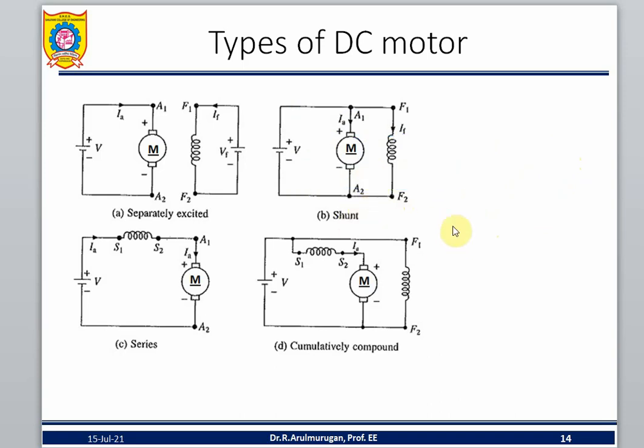Here I give the power supply to both windings, the armature winding and the field winding. When I give the power supply to both windings, both fluxes are created: armature flux and field flux. These two fluxes fight, they interact. If they interact, torque is produced. That's all.